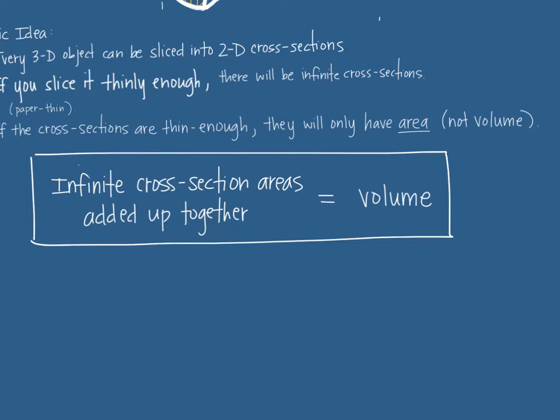Okay? It's like I could turn area into volume if I just have enough pieces of area. I'm just going to add them all up. Think about a stack of paper, right? One sheet of paper only has area because it's too thin. But if I put 100 of those together, now I have volume because every thin piece contributes to the volume. If I have infinitely many of those, I can do that with any shape I want.